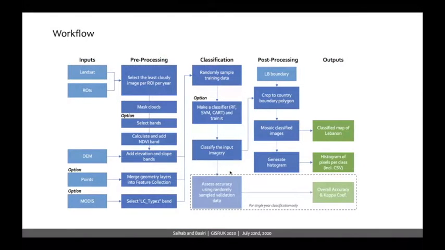And the general workflow is that first I created that training data set. And then I took in Landsat images. I chose the least cloudy image. Here it says per year, but I took over a specific couple of months which represents the growing season. I masked the clouds, selected different bands, added NDVI, which is a vegetation index, added elevation and slope, and then randomly sampled the training data, made a classifier. So I compared these three different classifiers, and I'll show you that in a second. And then classified input imagery, and assessed accuracy using also randomly sampled data to get different results.